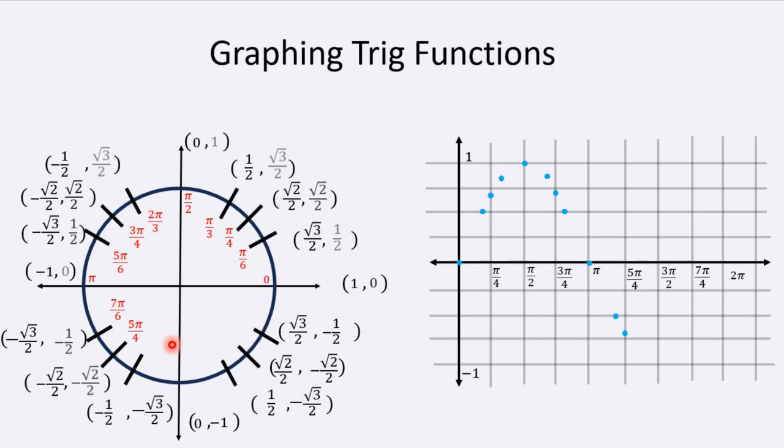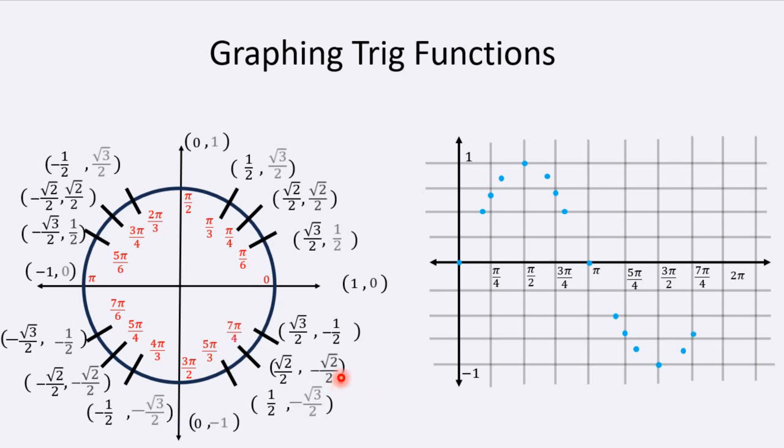5 pi over 4, we're at negative square root of 2 over 2. 4 pi over 3, we're at negative square root of 3 over 2. And at 3 pi over 2, we're at negative 1. At 5 pi over 3, now I'm going to be at negative square root of 3 over 2, which is above negative 1. And then I keep going.